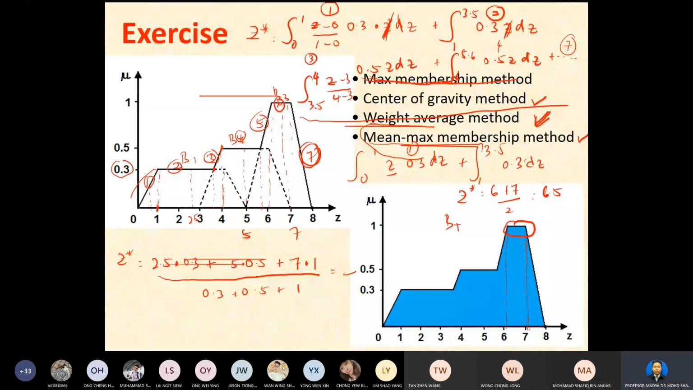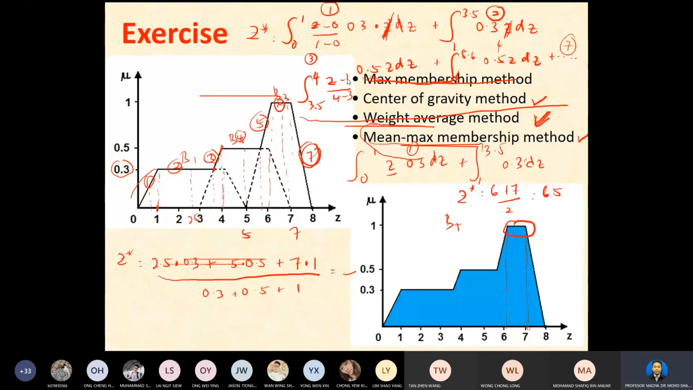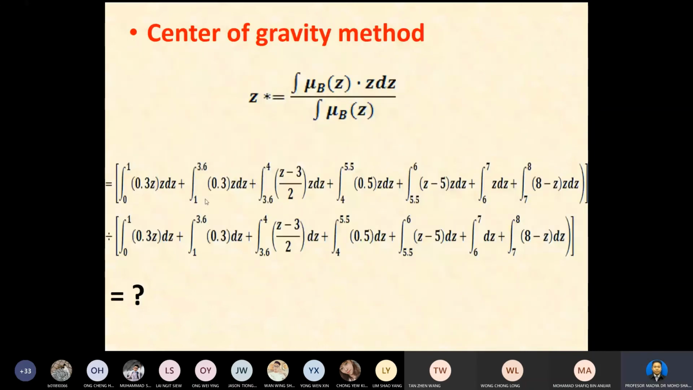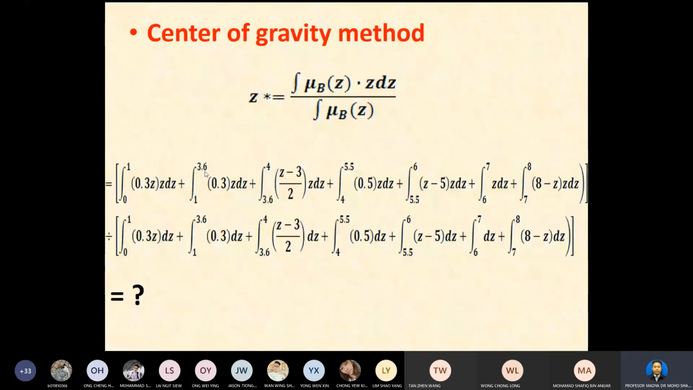So let's go one by one. This is for example, you can see this one: 0 to 1, integration from 0 to 1, membership value 0.3, z dz. And then so on, from 1 to 3.6, z dz, similar to this. Equation number 2, they put 3.6, it's okay. So this one 0.3 z dz, same as this one.